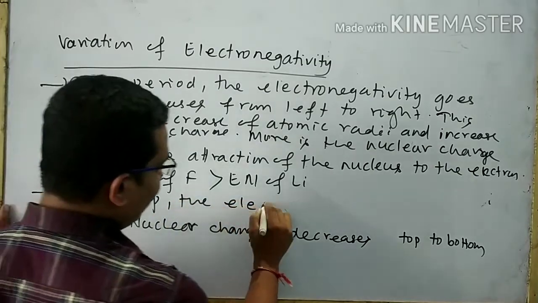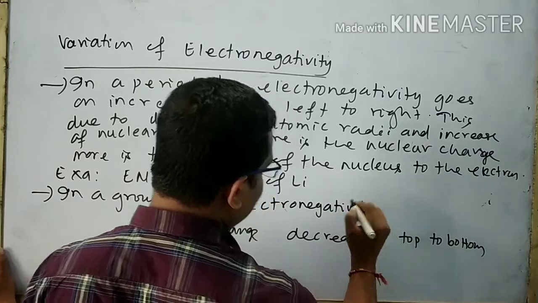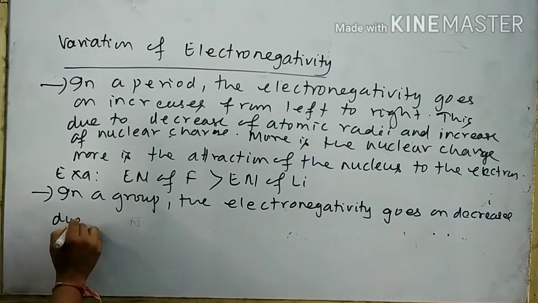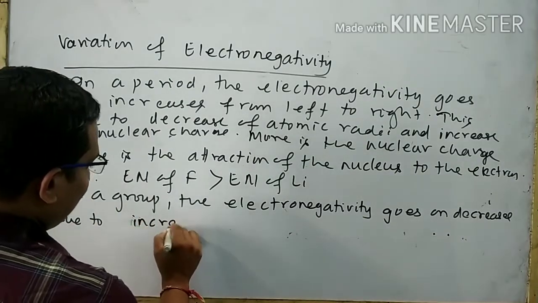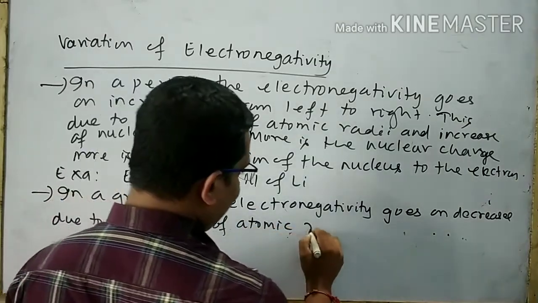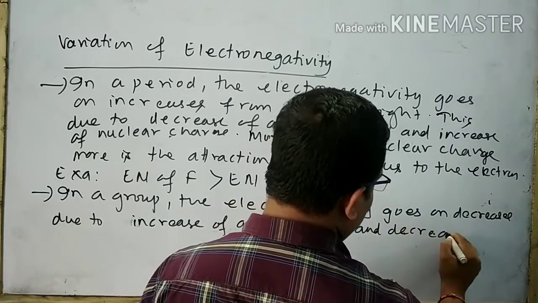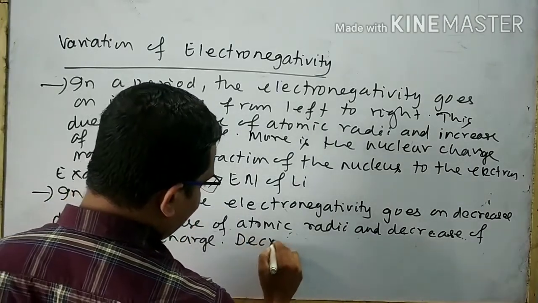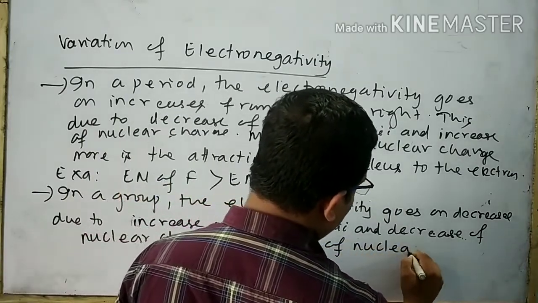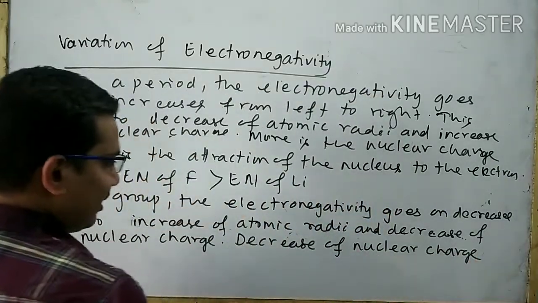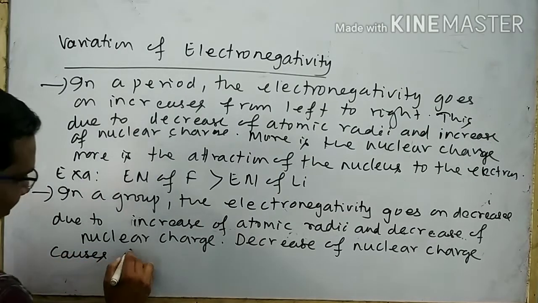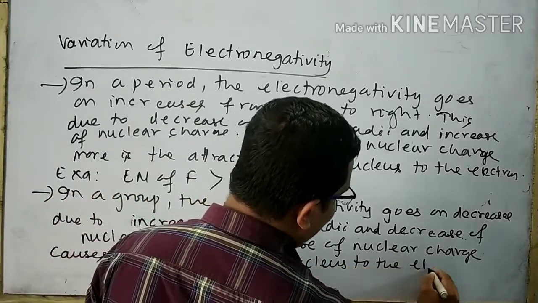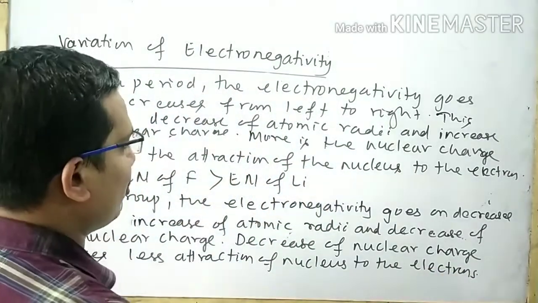In a group, the electronegativity goes on decreasing due to increase of atomic radius and decrease of nuclear charge, which causes less attraction of the nucleus to the electron. That's why that element has less electronegativity.